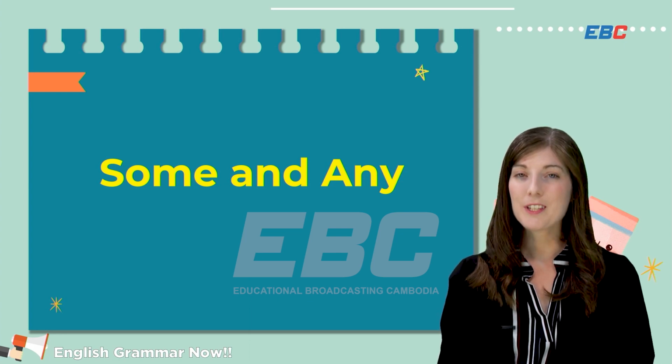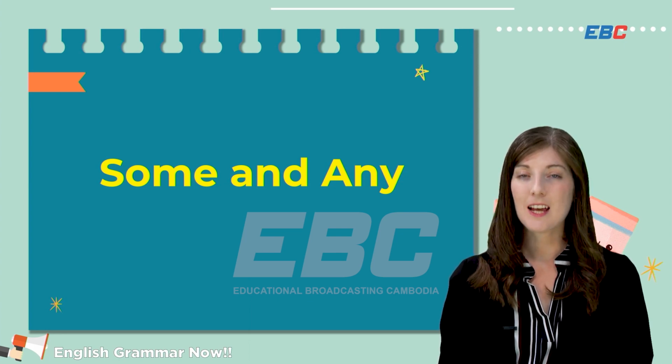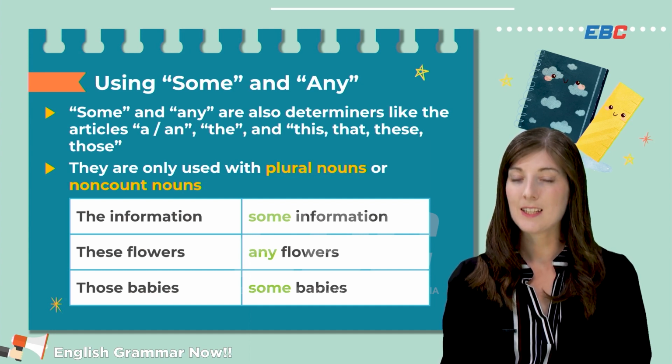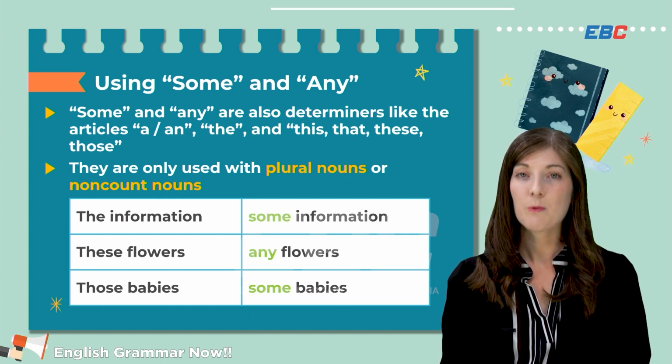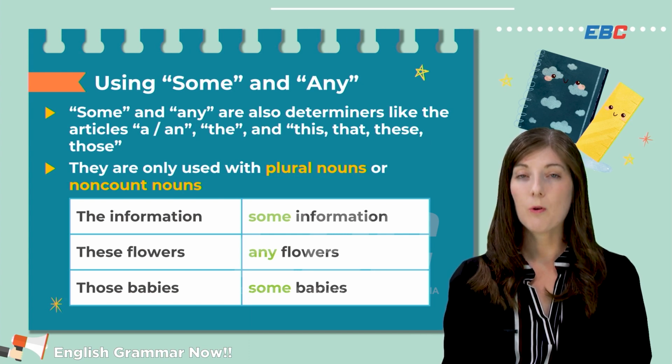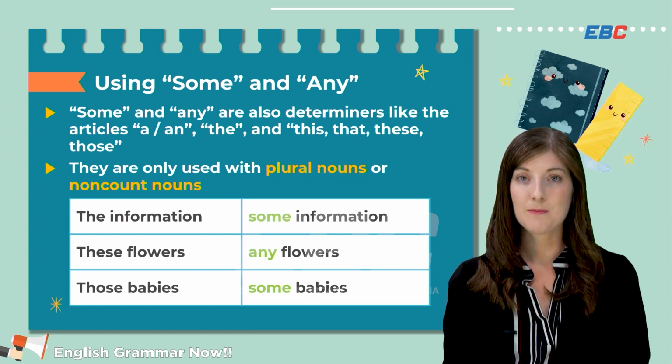Today, we're going to be talking about the words some and any. Some and any are both determiners, like words we have already studied, a, an, and the, as well as this, that, these, and those. We use some and any with plural nouns or non-count nouns.